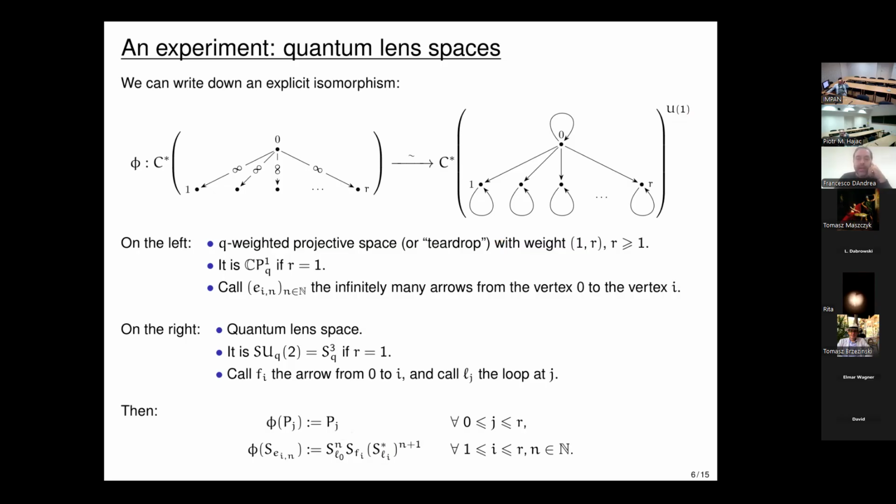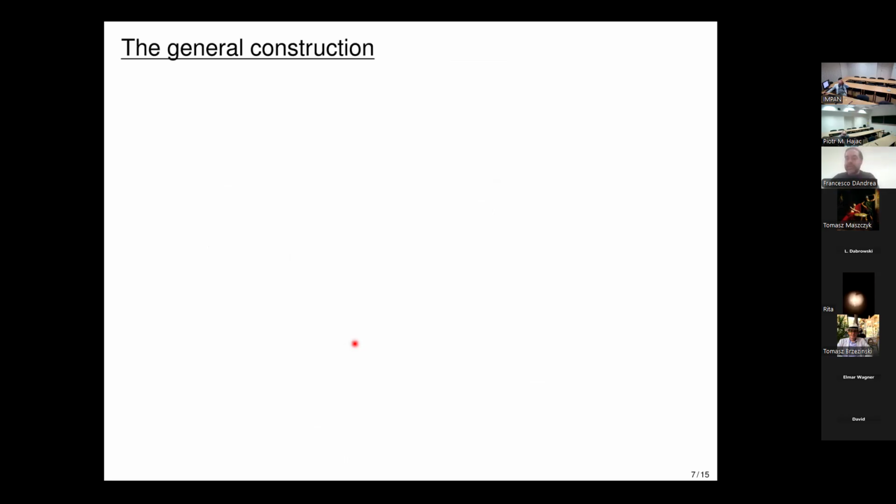In particular, you have this formula for CP^1_q going to the core of S^3_q. But already for projective spaces of complex dimension greater than 1, we could not write down an explicit formula. Already for CP^2_q, we could not write down any explicit formula. So forget about explicit formulas. What is the general construction, the general theorem, and how do we prove it?